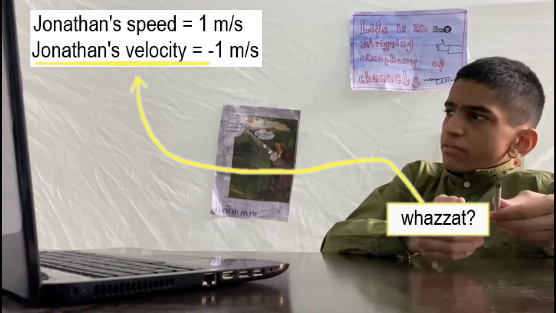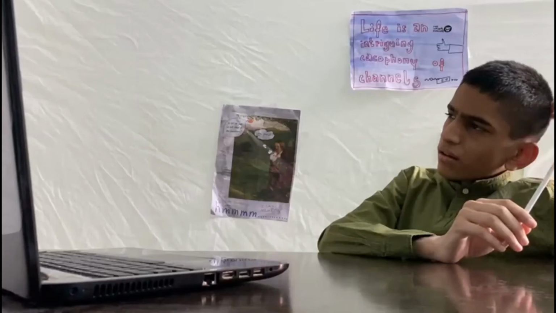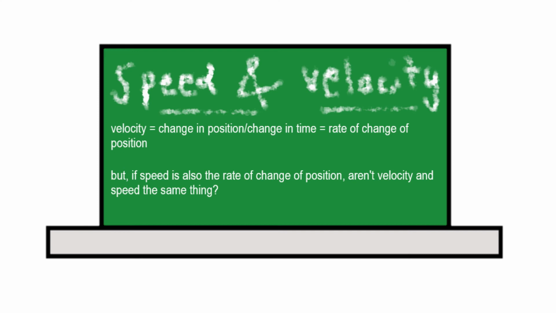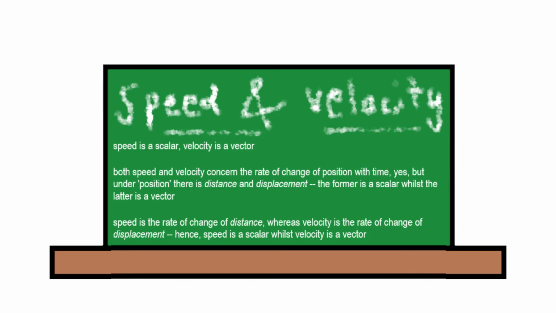What is velocity? Well, velocity is the change in position divided by the change in time. The rate of change of position is velocity. How is that different from speed? Remember scalars and vectors? Speed is a scalar quantity, whereas velocity is a vector quantity. Speed is the rate of change of distance with time, whereas velocity is the rate of change of displacement with time.